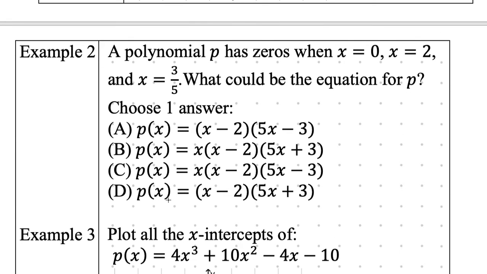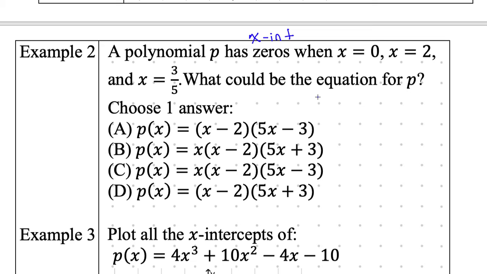Example number 2. We know it's actually giving you the problem in reverse now. It says, hey, I found the x-intercepts, or I found the zeros. You can write about these as x-intercepts if you don't like the word zeros. It found the x-intercepts here at x equals 0, x equals 2, and x is equal to a fraction, 3/5. So I need to figure out what is a possible equation that could give me those zeros. Well, if one of the zeros is x is equal to 0, that means I'm just looking for an x.